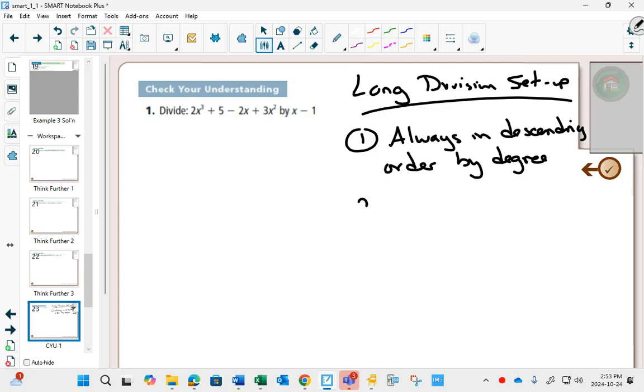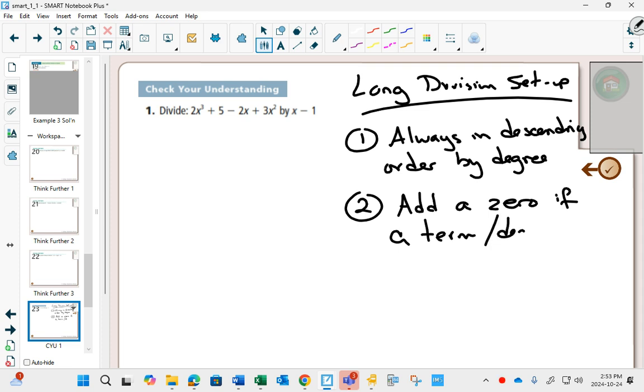And rule number two, we're going to have to add a zero if a term slash degree is missing. We don't often write zeros when we're writing algebra, but sometimes things are missing. So, in this example, only setup rule number one applies.